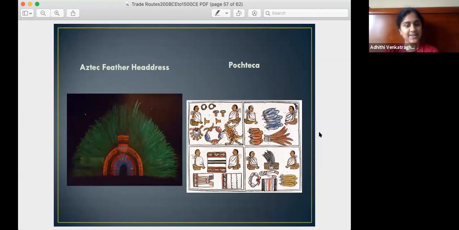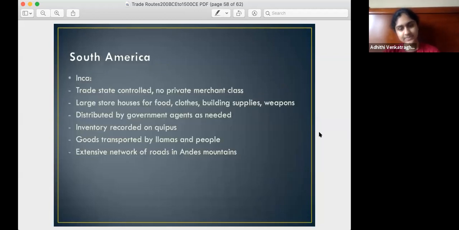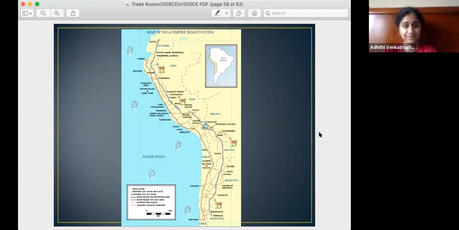This is an Aztec feather headdress, and this is Poteca, which was art. As for South America, which also included the Inca in what is now modern-day Peru, they had the trade state controlled, no private merchant class, they had large storehouses for food, clothes, building supplies, weapons, distributed by government agencies as needed, and the inventory was recorded on quipus, which is their sort of recording writing system. The goods were transported by llamas and people, and they had an extensive network of roads in the Andes Mountains.